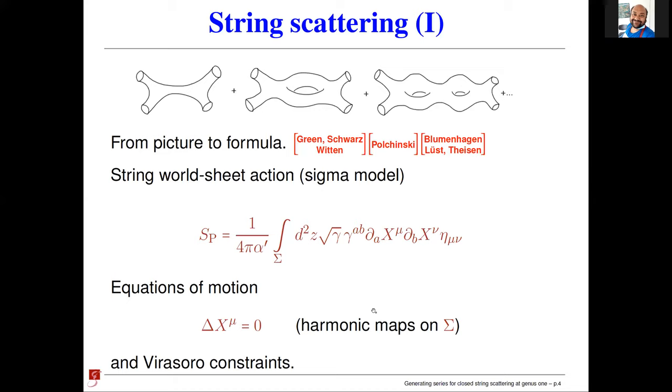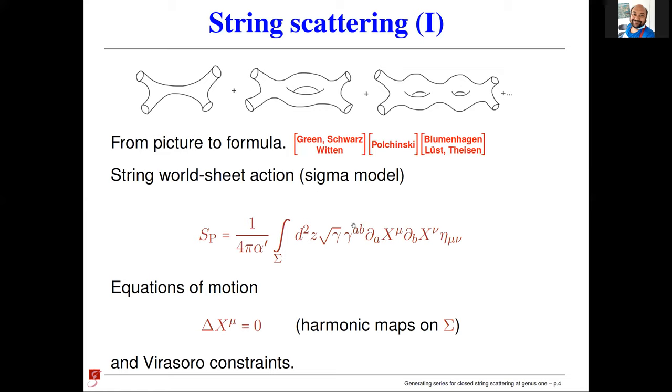And this is one of the reasons why string theory is very good for studying topological properties of surfaces and so on, or of spaces, because harmonic maps are related to cohomologies, de Rham and things like that. But this is not what I want to talk about.